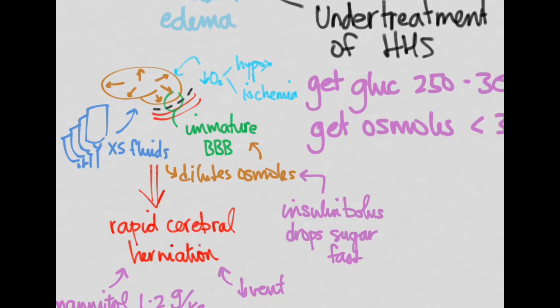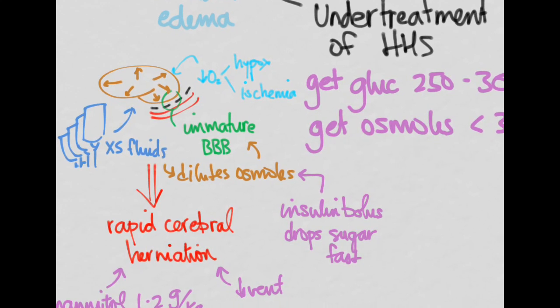We do know what some of the risk factors are, though, right? If you have excess fluid, that might do it. What we're thinking is that the way this might work is you have a lot of fluid being given that dilutes out the osmoles. You have an immature blood-brain barrier, and so now the fluid can get in there as well. And that causes rapid cerebral edema, which can then lead to herniation.